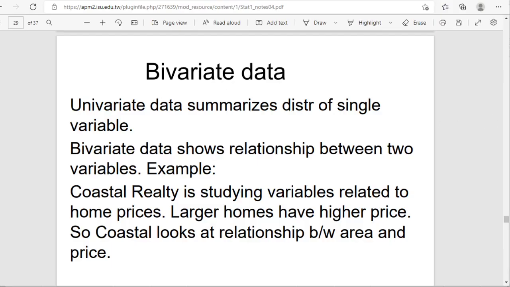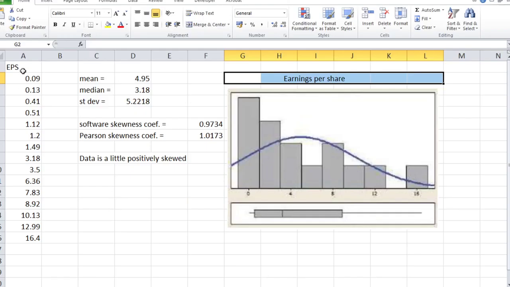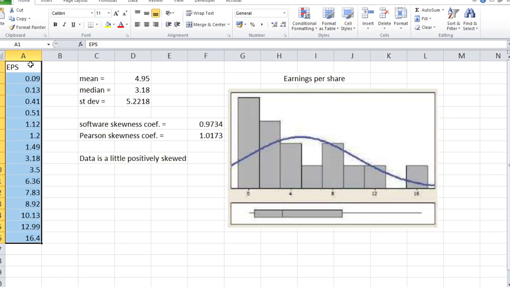Our next topic is bivariate data. So far during this course of Statistics 1, we've been talking about univariate data. That's basically the data that consists of one variable only. For example, this earnings per share, as we see here, is only the data on earnings per share. There is nothing else here.